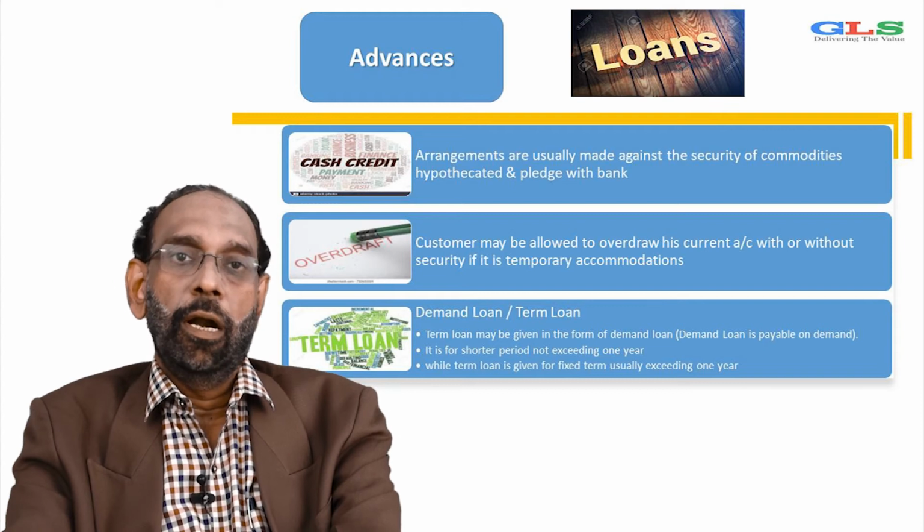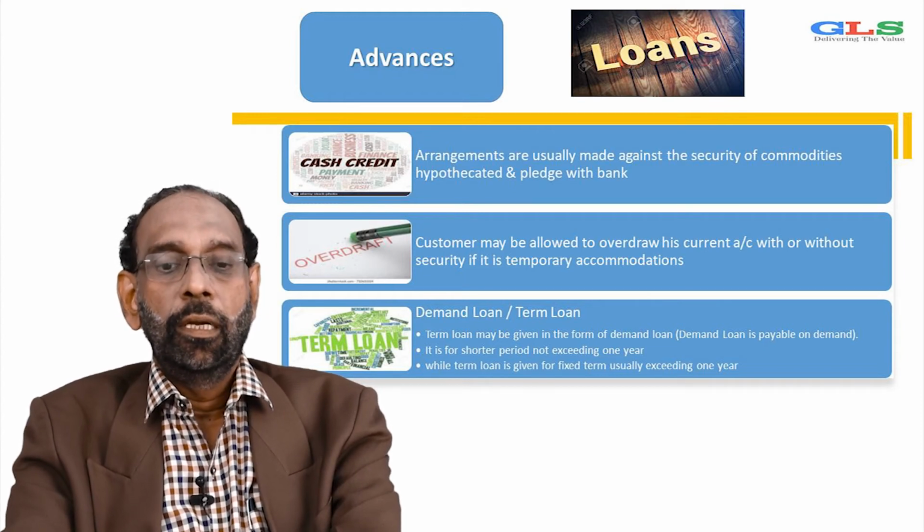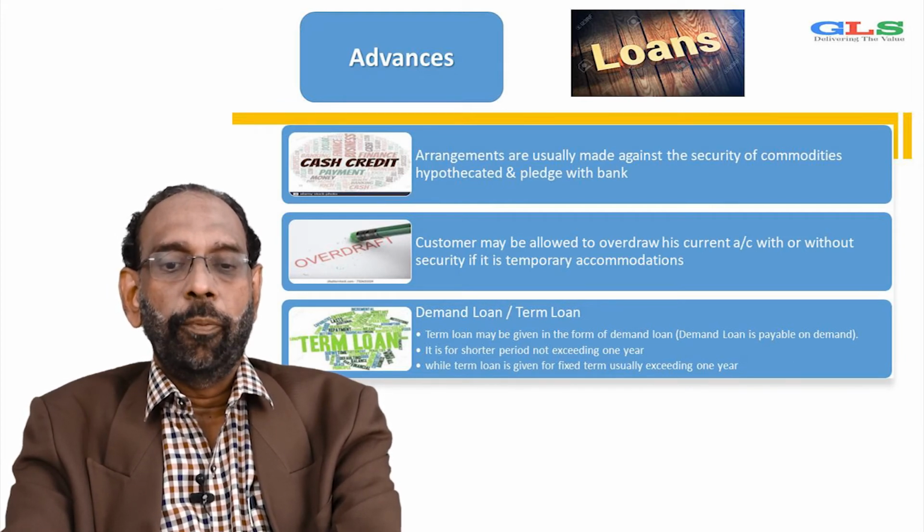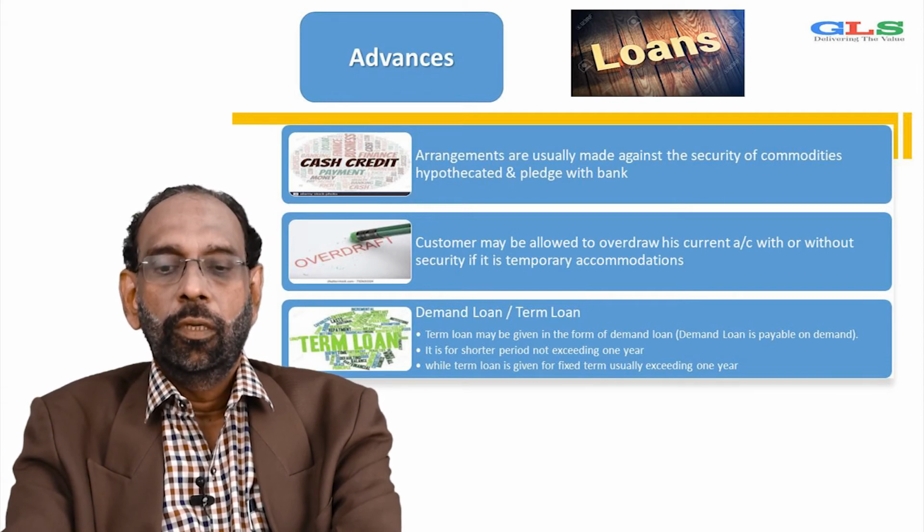Demand loan or term loan, as you may call it. Term loan may be given in the form of a demand loan. A demand loan is payable on demand. It is for a shorter period, not exceeding 1 year. A term loan is given for a fixed term, usually exceeding 1 year. So understand the difference between the two. A term loan always exceeds 1 year.